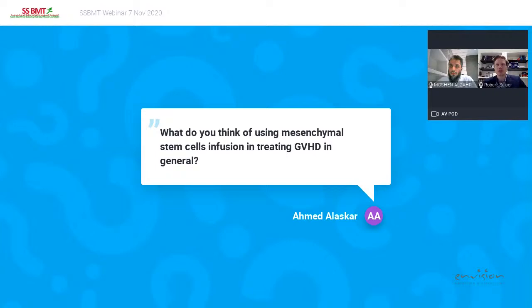But there are ongoing trials, and there will be one phase 3 trial in Europe to prove or disprove the activity of MSCs in GVHD.